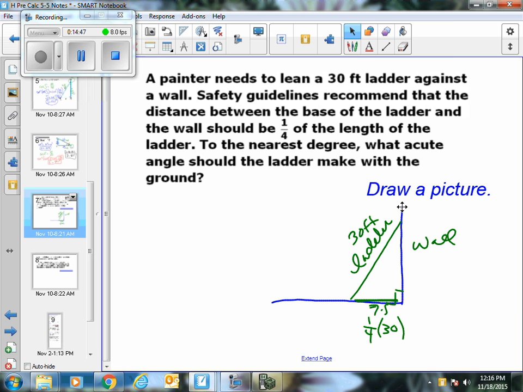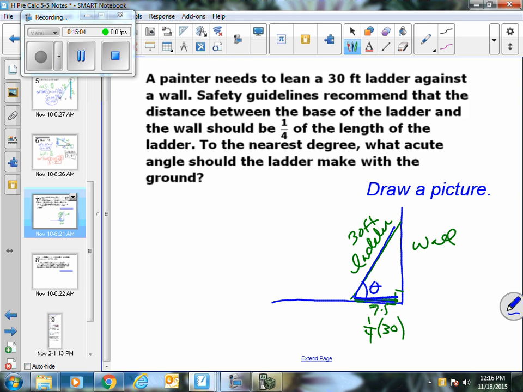What they're trying to have you figure out then is, for that safety guideline, what would the angle measurement be between the ladder and the ground? So down here, this theta, what angle measurement should you have on that ladder? When you're leaning it up against the wall and eyeballing it, what should it be? Well, let's see what we know.